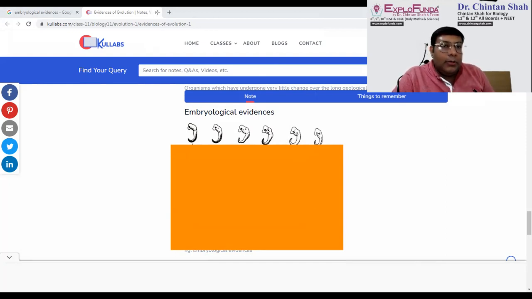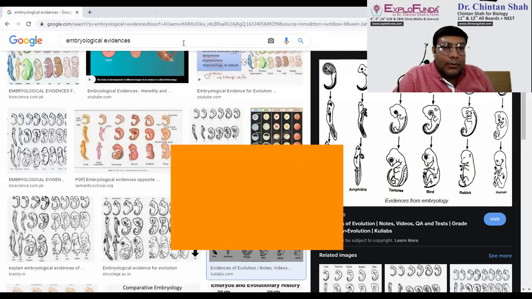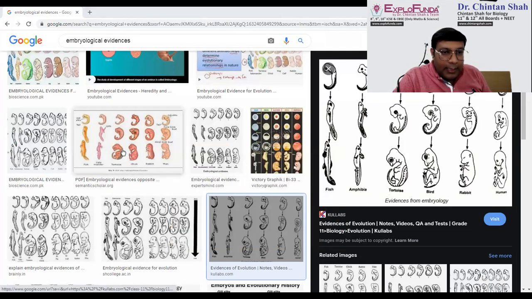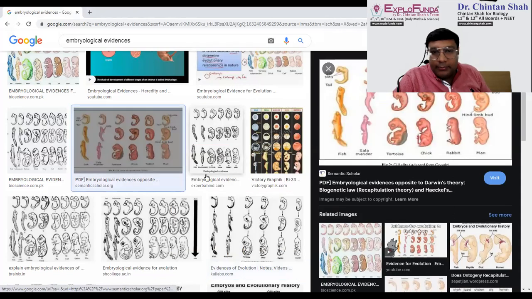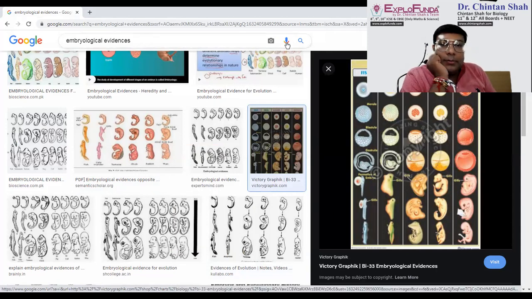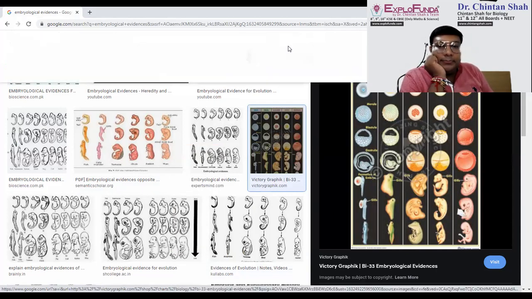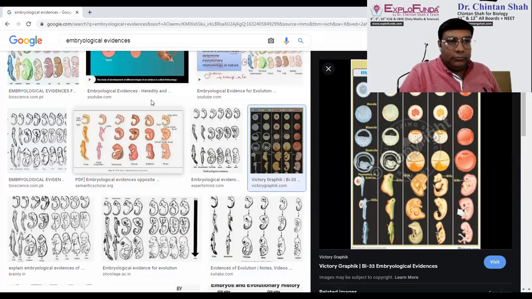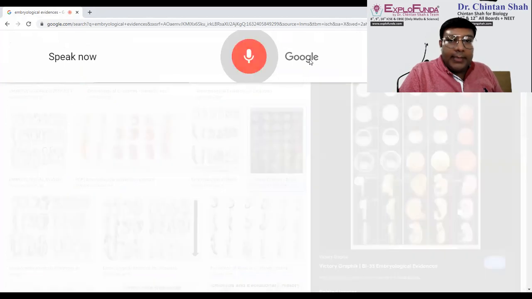Okay, so let me go on to atavism. These are so many photographs which can show you the same. Good one, yes or no? Atavism.